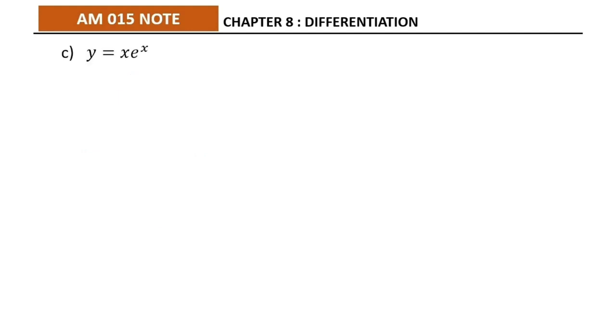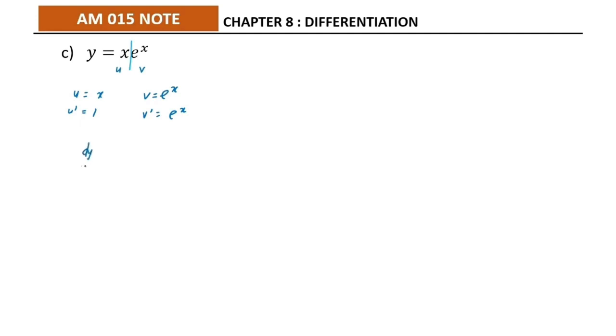See, y equals x times e^x. In this case, we have x times e^x, so we need to use the product rule where u is x and v is e power of x. u equals x, differentiate u, we get 1. And v equals e^x, differentiate v, we have e^x.